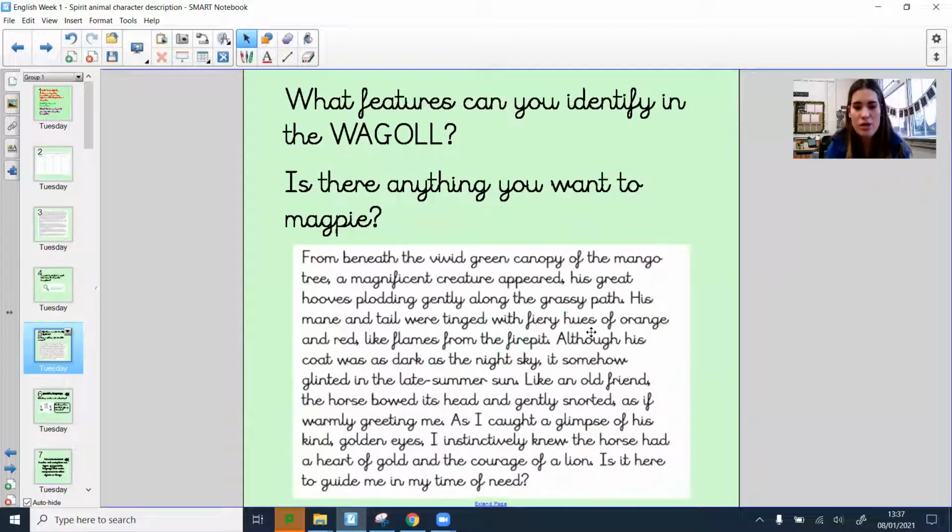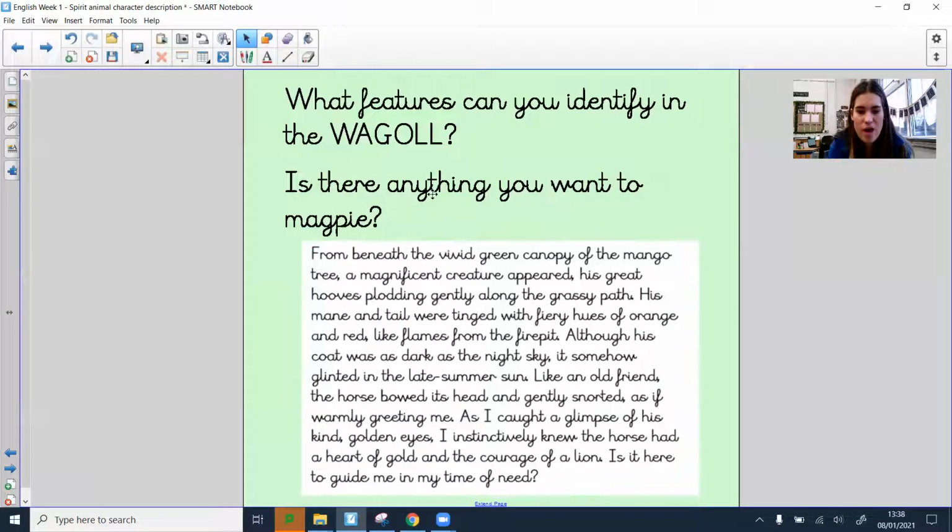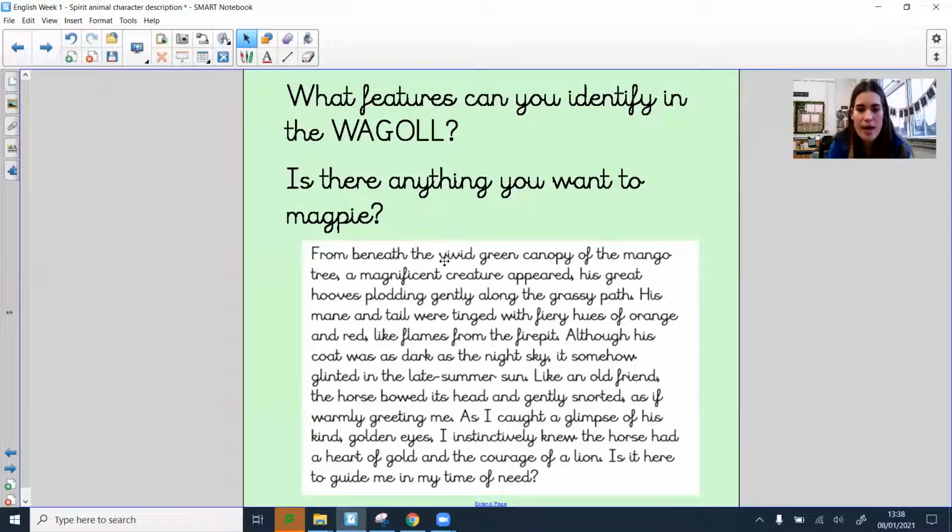What we're going to have a go at doing now is look at a waggle that is slightly simpler, a bit shorter than the one we've just looked at. And this is going to be the waggle that we're going to try and recreate with our own spirit animal at the end of the week. So what I'm going to do is leave it on the screen.